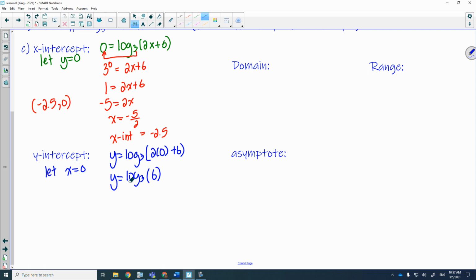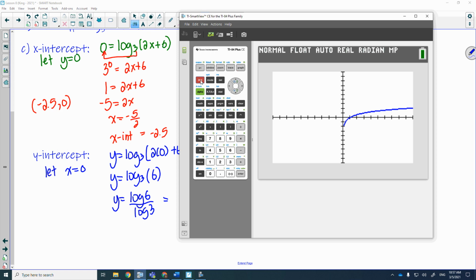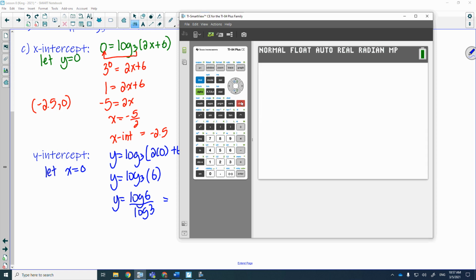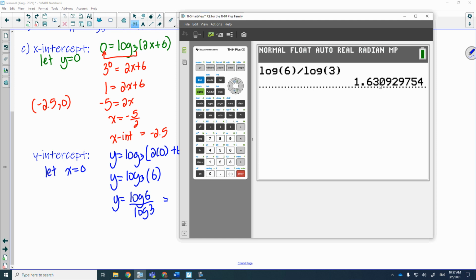Remember that there's now two ways you could plug this into your calculator. You could either enter this as change of base, log of 6 over log of 3, or now you could use your log base button. So let's use it over here. Again, I'll show you both ways and that you get the same answer. Log of 6 divided by log of 3, make sure you close the brackets on your arguments, is going to give us that y-intercept of 1.63.